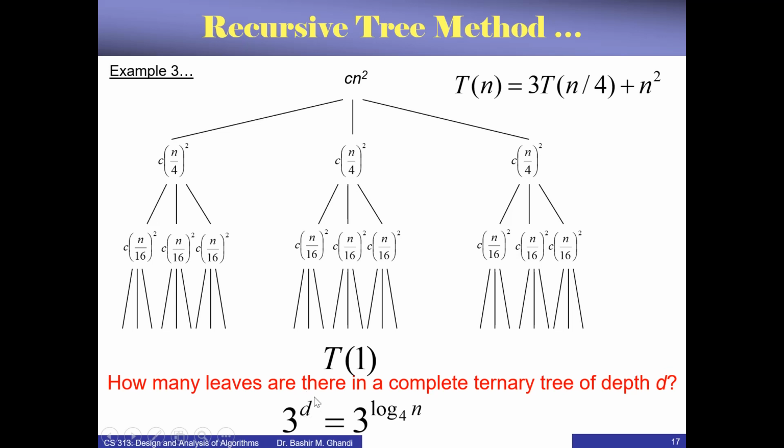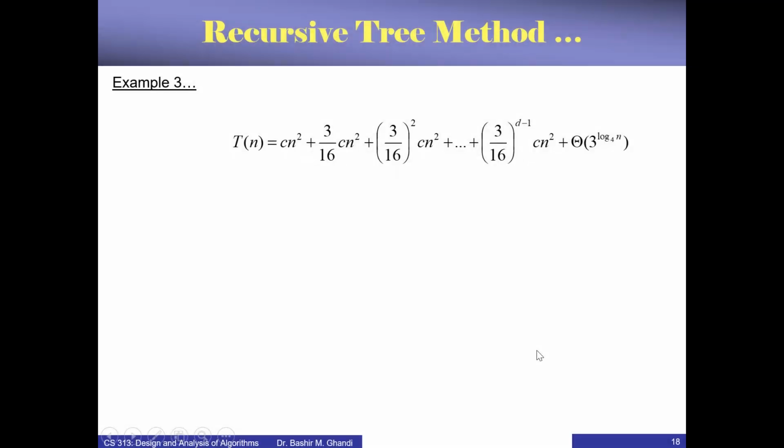But we have just computed our d. It is actually log of n to the base 4. And therefore, there are going to be 3 to the power log of n to the base 4 leaves in the last level, each of which is constant. Alright, so with this we are now ready to represent our running time function.